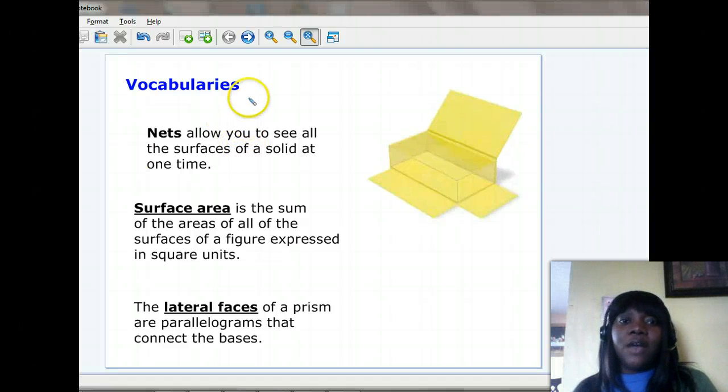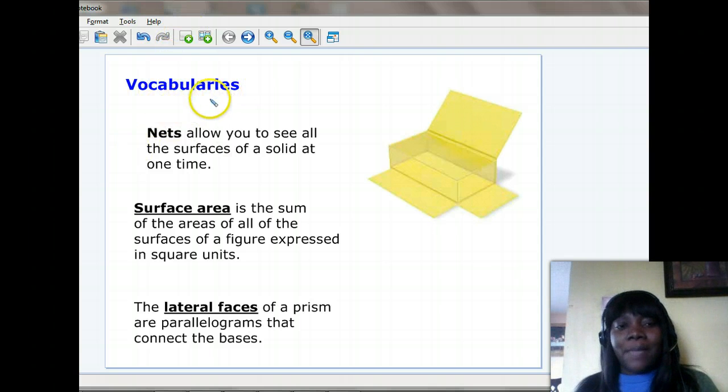Hello guys, welcome back, and today we will be learning about surface areas of prisms and cylinders. We already did the discoveries in class with the cereal boxes and the cans, so today we will be actually applying the formulas that we learned. Alright, let's go ahead and get started.